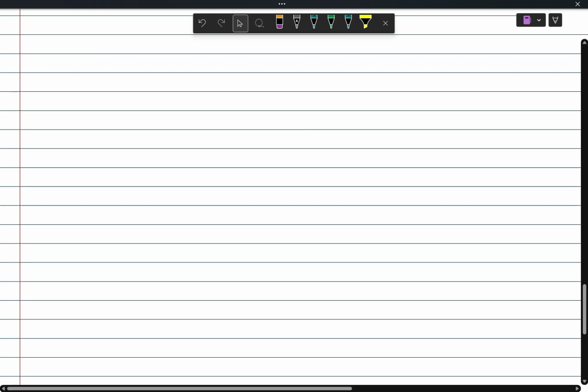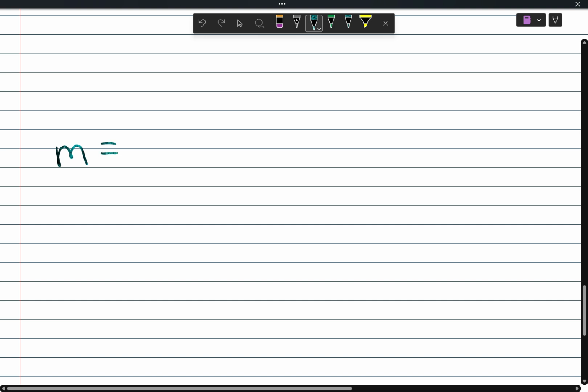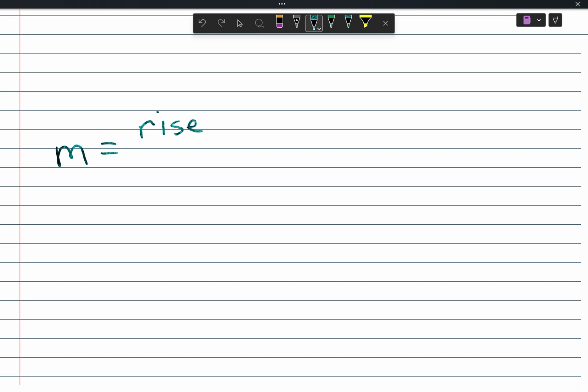So let's go deeper into this slope thing a little bit, right? We were taught that slope is the rise over the run. But understand that rise doesn't just mean up. Rise means up or down direction. Run is left or right direction.